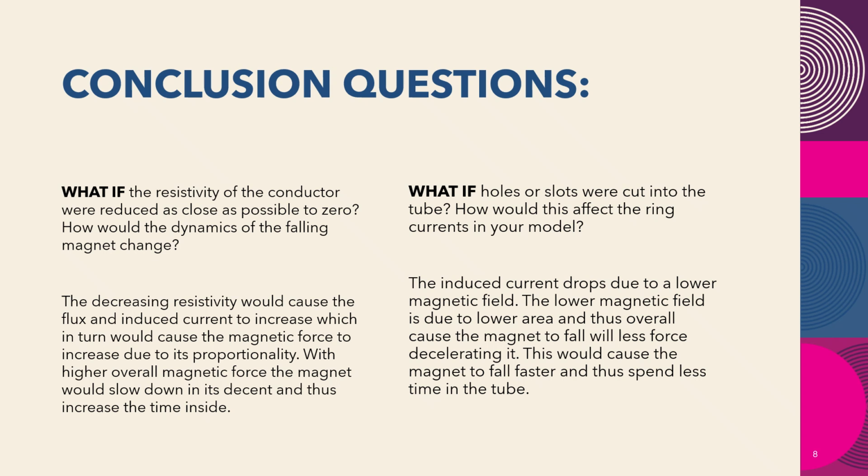And then if there were holes inside the tube, how would this affect the ring in the current model? The induced current would drop due to lower magnetic field. Lower magnetic fields would cause lower area, and thus overall the magnet would take less time to fall, decreasing the amount of time it spends in the tube.